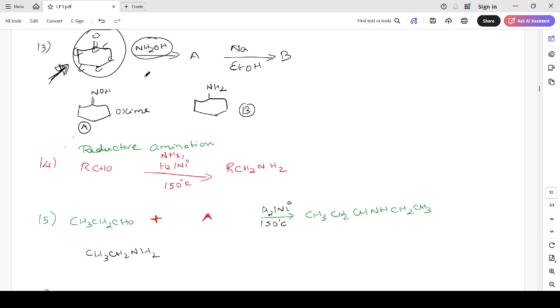To this, I am adding hydroxylamine. As usual, remove water so that I form an oxime here. To this, we are treating with a reducing agent, sodium in the presence of ethanol. What will it give? It will give cyclohexylamine, right?